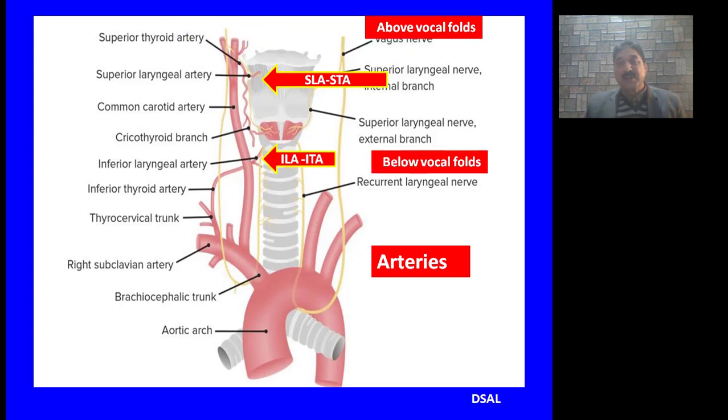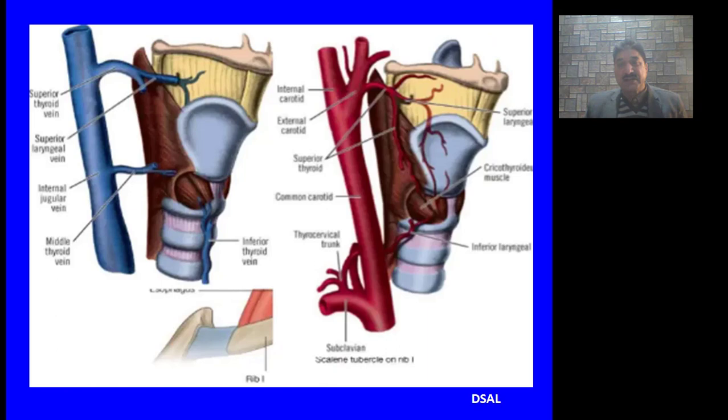Arteries supplying the mucosa of the larynx. Above the vocal folds, the superior laryngeal artery, which is a branch of the superior thyroid artery, supplies the mucosa of the larynx above the vocal cords. Below the vocal folds, the mucosa of the larynx is supplied by the inferior laryngeal artery, which pierces the cricothyroid membrane and is a branch of the inferior thyroid artery.